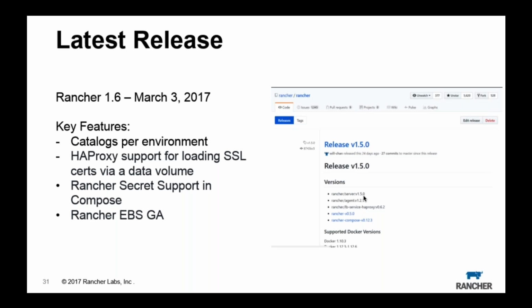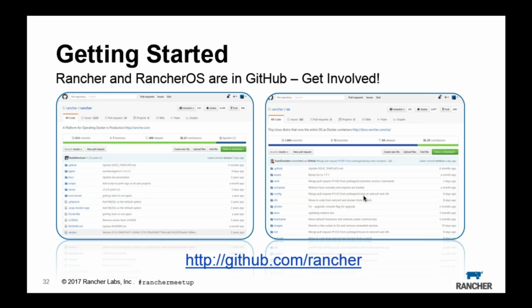So just a quick update on the latest release of Rancher. Rancher 1.6 came out a few weeks ago. I've got the wrong date on here. It's not March 3rd, it was end of May. The main features that came out in 1.6 are the introduction of catalogs per environment, it's all in the API now, the HA proxy support for loading SSL cert data volume, the support for secrets in Compose, and we GA'd all the Rancher EBS stuff. We won't go into too much of those in detail, but you can find it all on GitHub under the release notes.